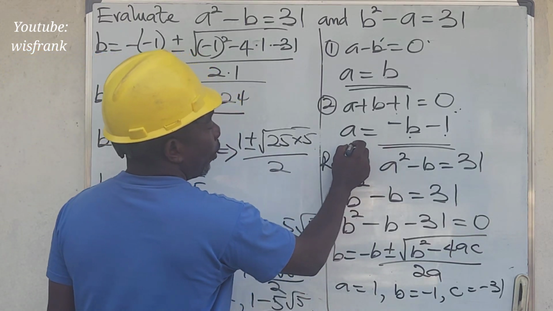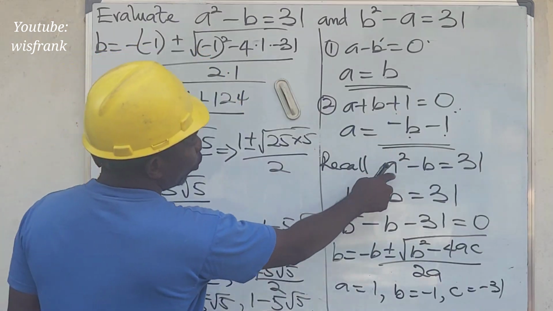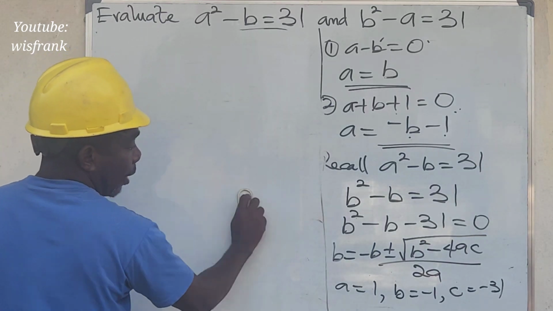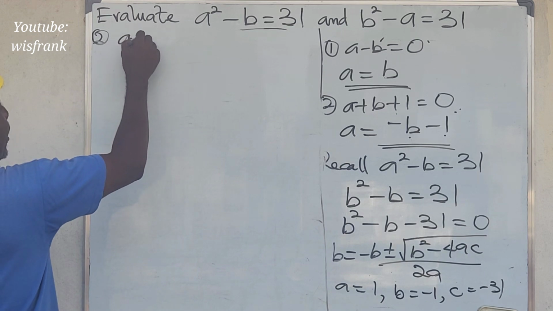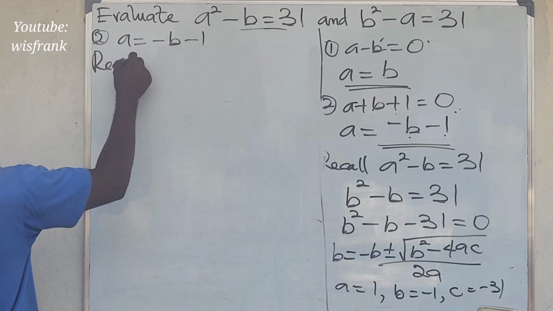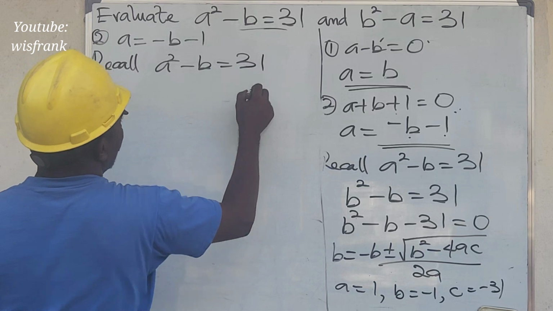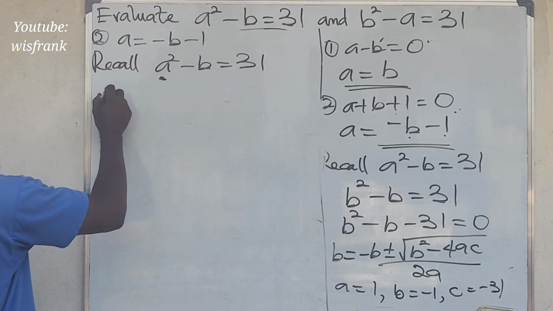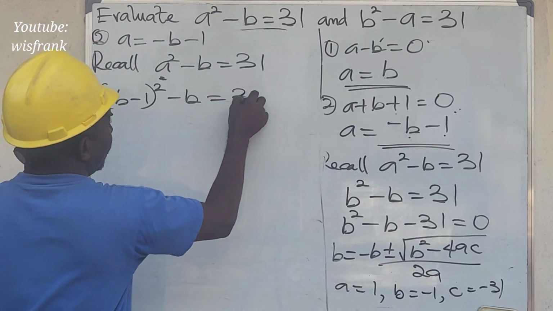Then for case 2, we have our a equals minus b minus 1. So we are going to substitute back into equation 1, which is going to give us the value of b in case 2. Recall that from equation 1, we have a to the power of 2 minus b equals 31. Here, our value of a is minus b minus 1, so we substitute in this place. So we have minus b minus 1 all to the power of 2 minus b equals 31.